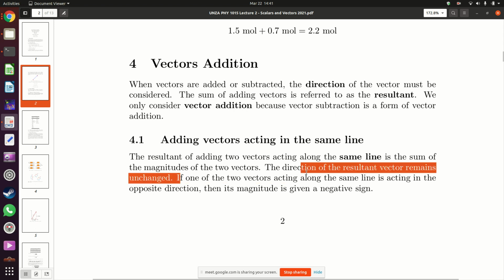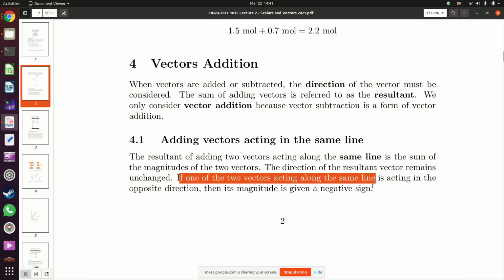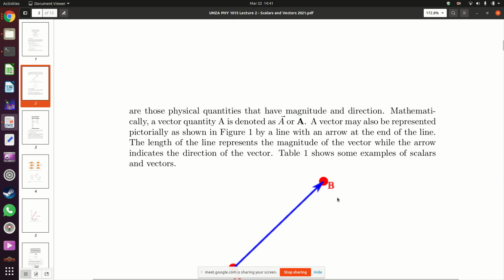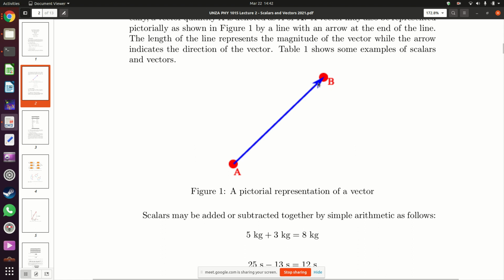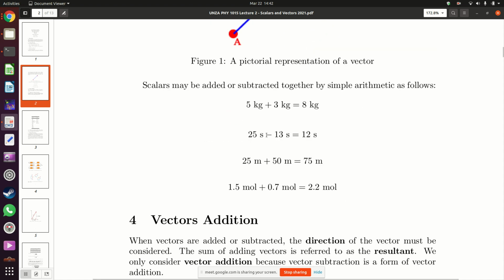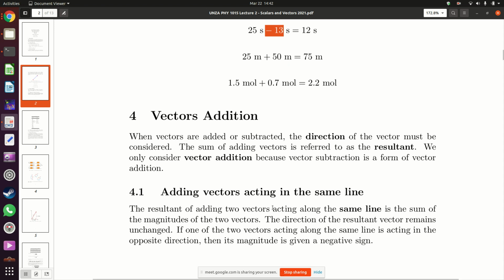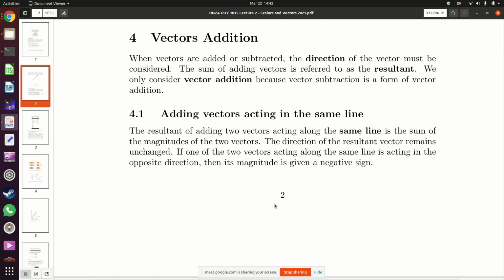If one of the two vectors acting along the same line, which are parallel, is acting in the opposite direction, then its magnitude is given a negative sign. So if one of the vectors, this arrow, is pointing in the opposite direction, then its magnitude is given a negative size. So you end up having a physical quantity whose size is negative. When it comes to vectors, it is possible to have a physical quantity with a negative sign. That negative sign shows that this particular physical quantity is pointing in a direction opposite to the direction you have chosen to be the positive direction.